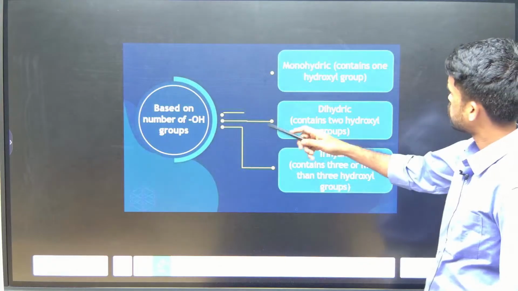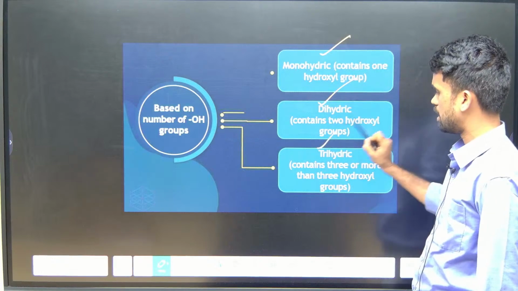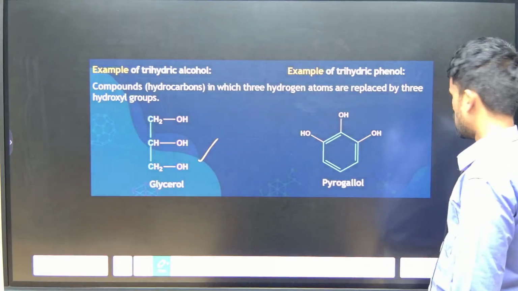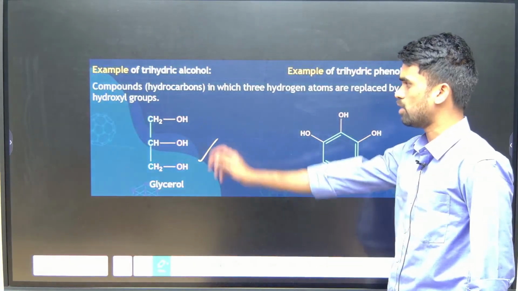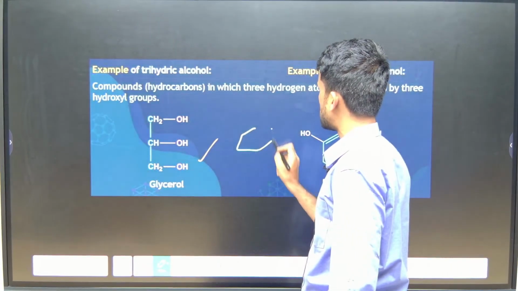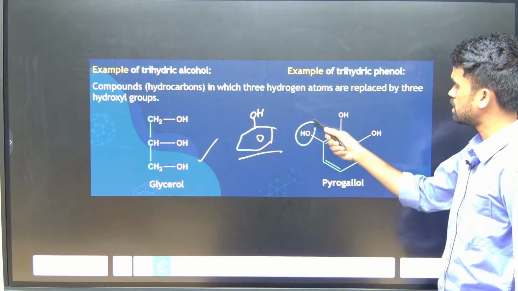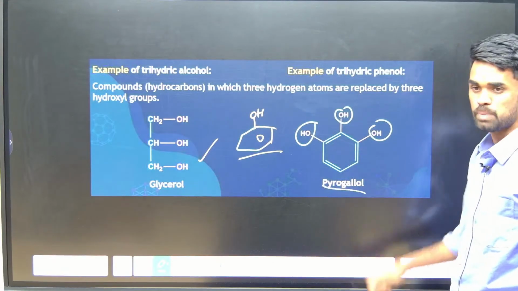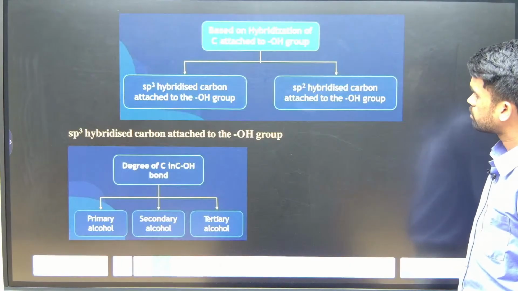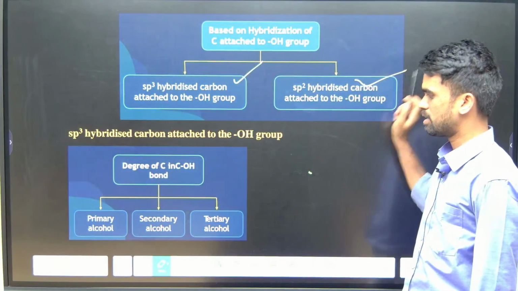That's it. So based on the number of OH groups, we have monohydric, dihydric and trihydric alcohols. We already discussed this clearly. One example is glycerol, which is a trihydric alcohol or triol. In the same way, if only one OH group is on the benzene ring, what is the name of that compound? Phenol. If there are three, you should call it pyrogallol. Remember these names. Based on hybridization, we just discussed allylic and vinylic, and that is also clear.